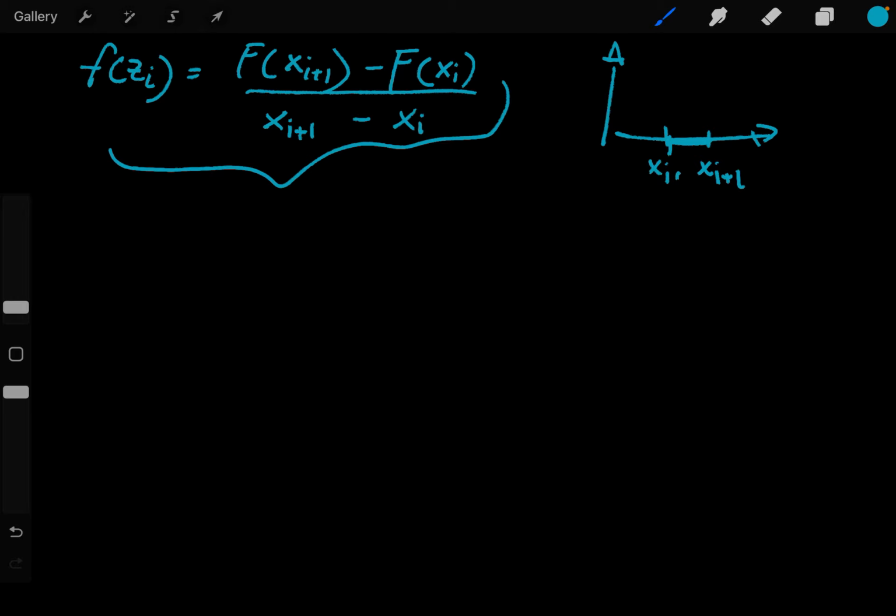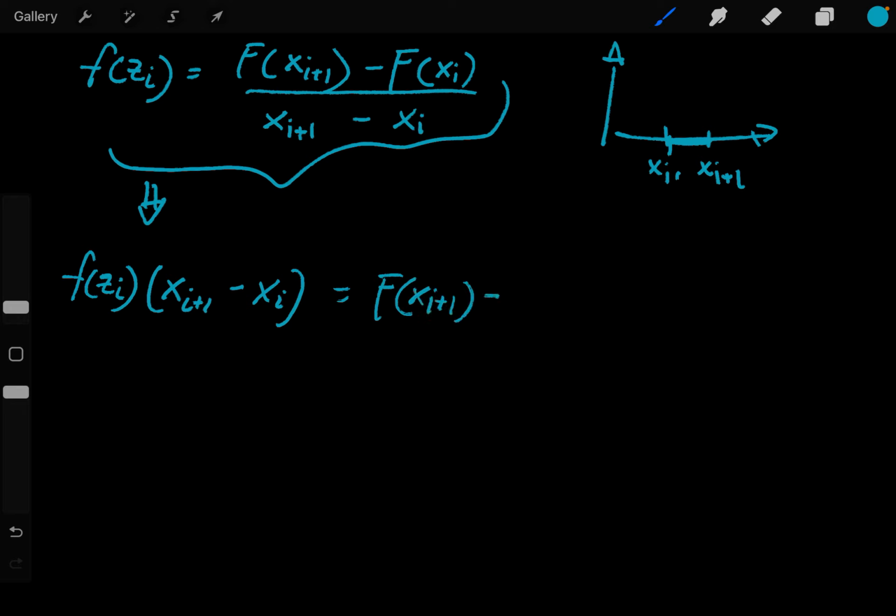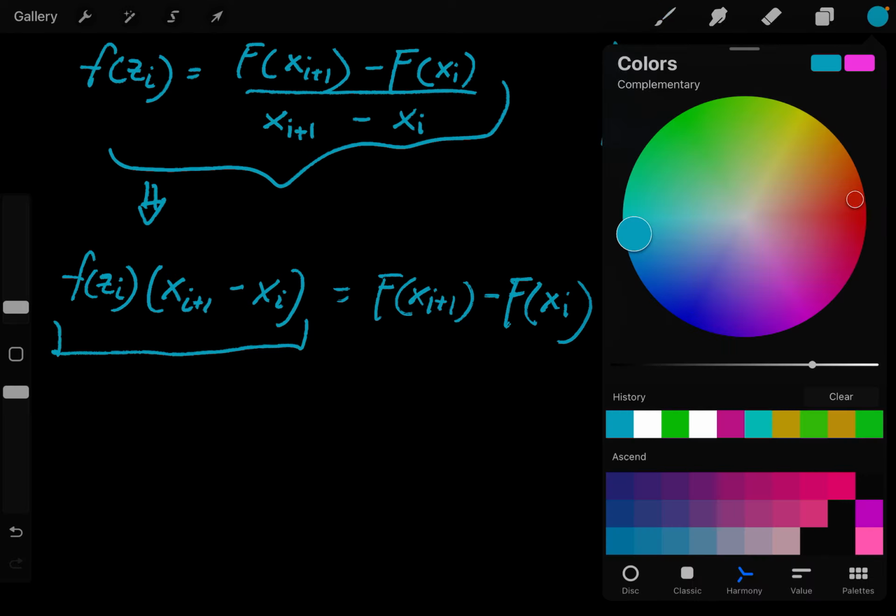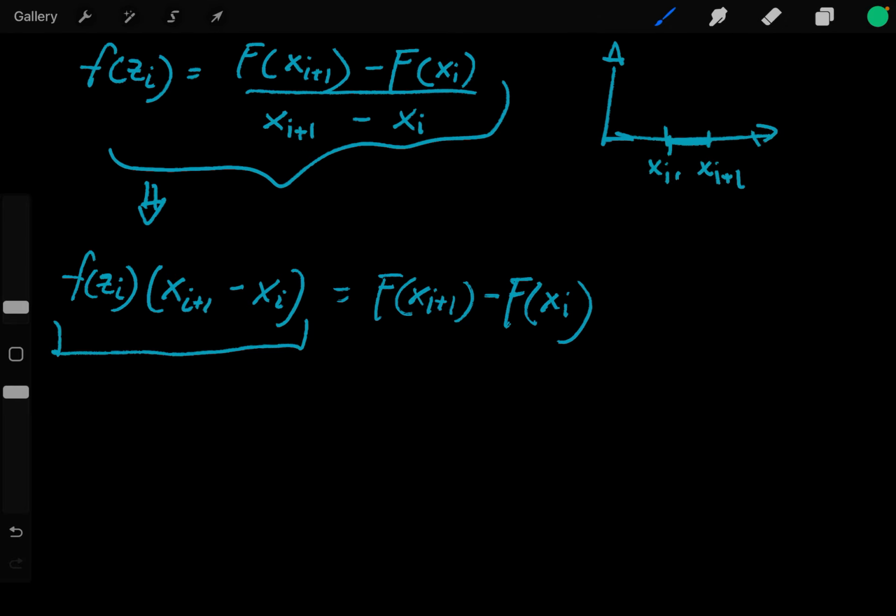Okay? And what I can do here is multiply by the denominator on both sides. And I get a very relevant equality. And again, this will apply for any interval in my partition. So this expression on the left-hand side, we should sort of understand what's happening now, because now we need to get into the definition of what an integral actually is.